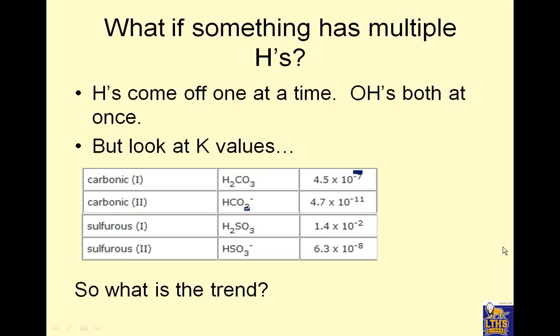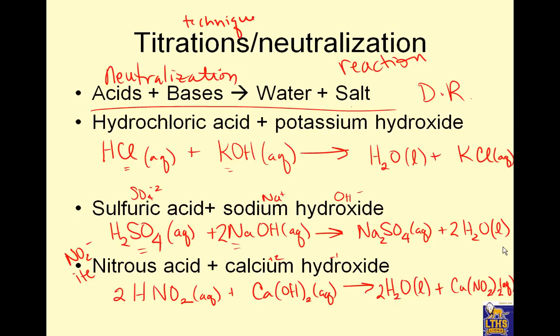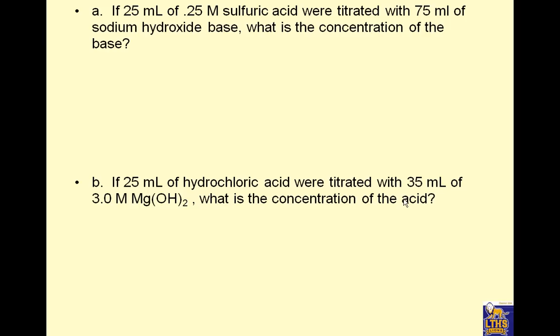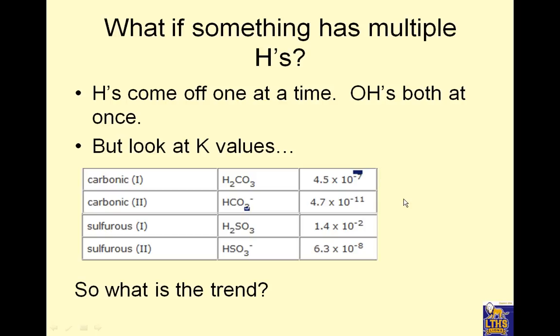All right, so let's just go back. Titration is a technique based on acid-base neutralization reactions, and when it's titrated, the equivalence point is when the acid moles equal the base moles. How can we do that? Well, we need to know the molarity and the volume, the number of H's in the acid, and the number of hydroxides in the base. What if something has more than 1 hydrogen? Well, we've been showing hydrogens coming off 1 at a time. Something like Mg(OH)2 would have 2 hydroxides breaking off at once.